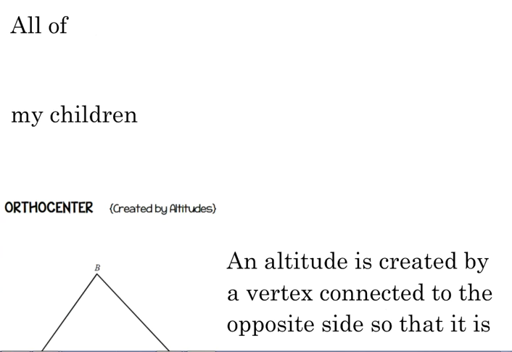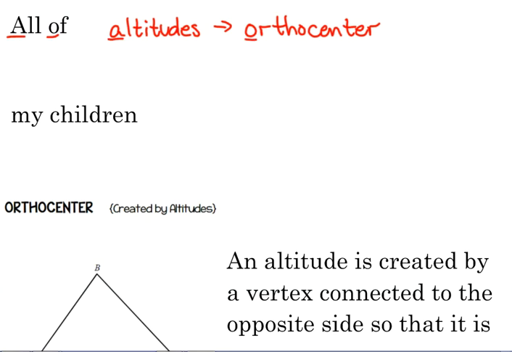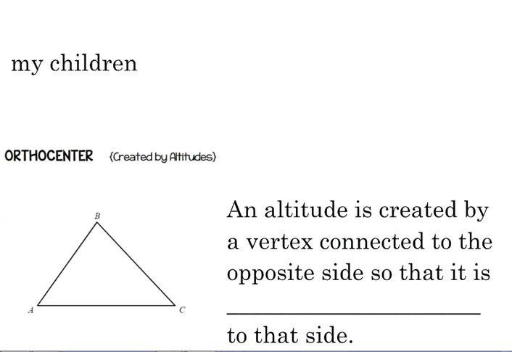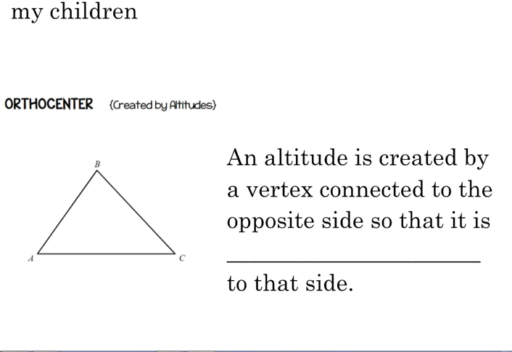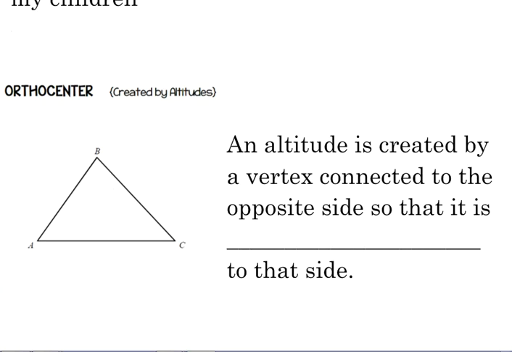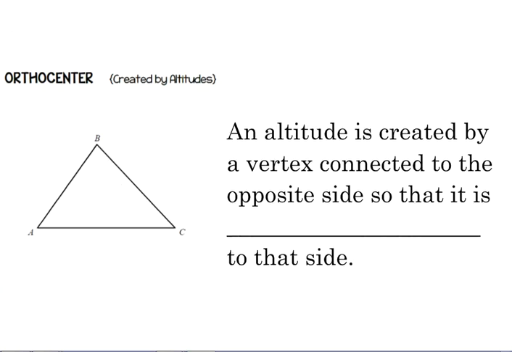"All of" stands for the altitudes create the orthocenter. Okay, "all of" says that the altitudes create the orthocenter. So let's look at this picture there. On your picture, I already have the altitudes drawn in because they're a little tricky to draw in there.